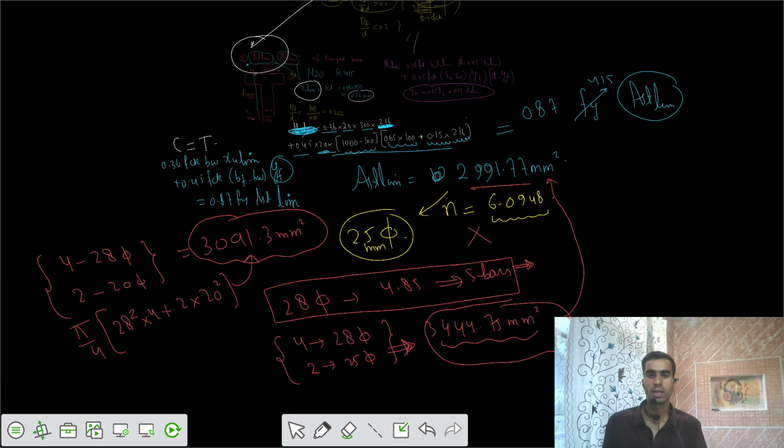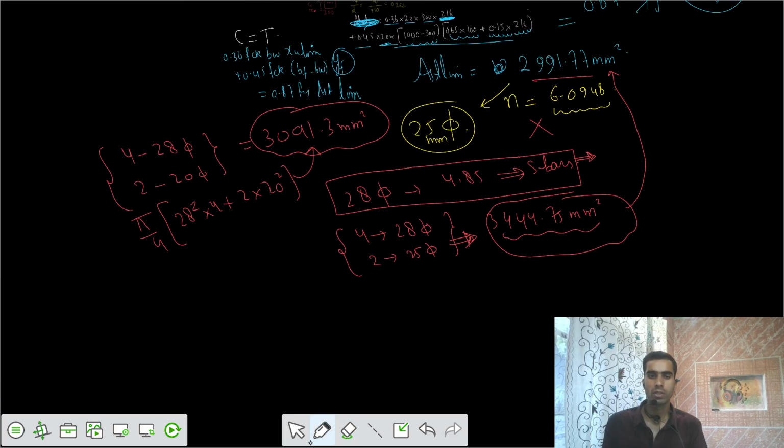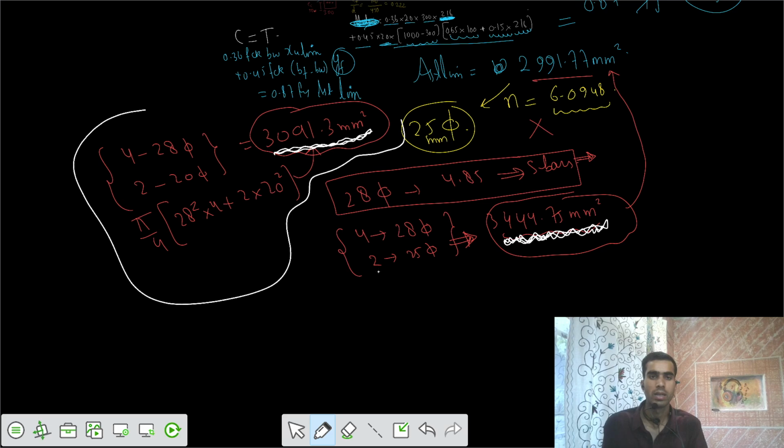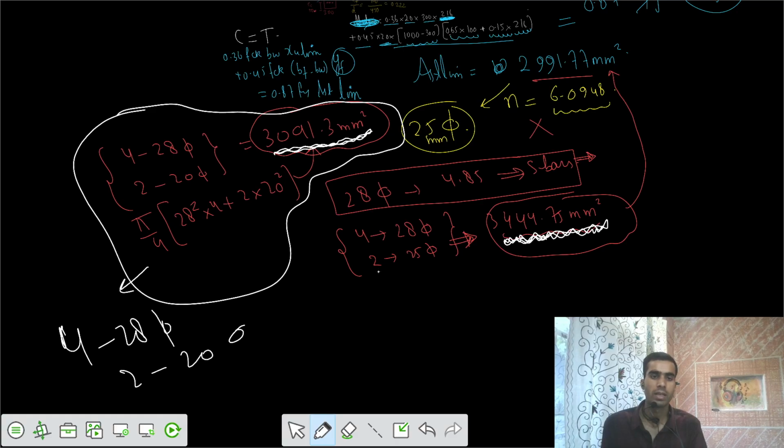So finally, out of all those combinations, I would select one that has an even number of bars and is also still closer to the limiting condition. That means our economical value should be there. I should not use a large amount of steel. This is a large area. More area I am providing here. The difference here is almost 500 millimeters square. So I need to go for this design. I would prefer this one. So I have to provide 4 number of bars of 28 phi and 2 number of bars of 20 for this design.